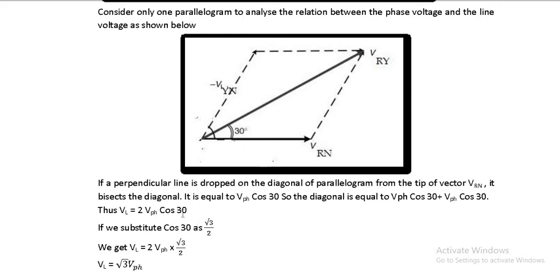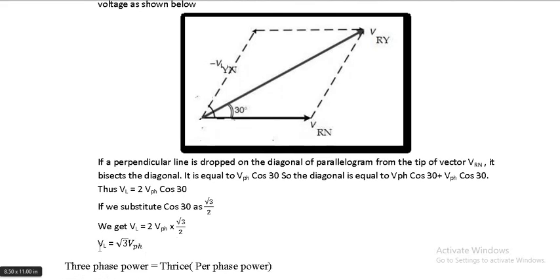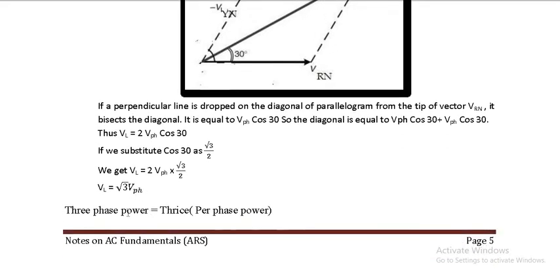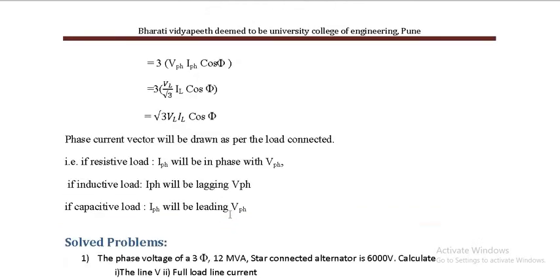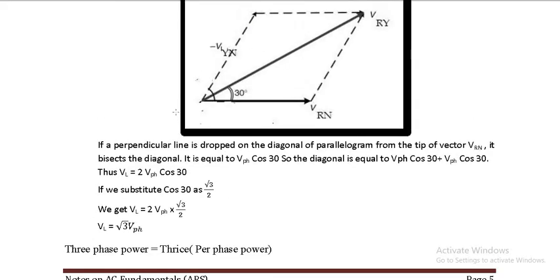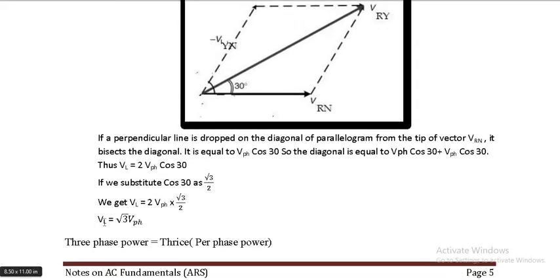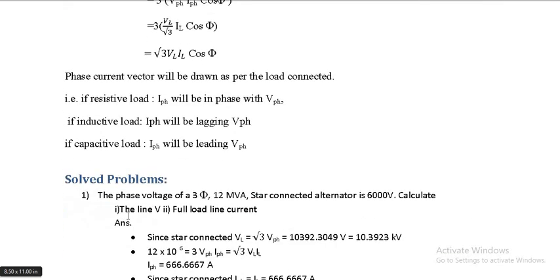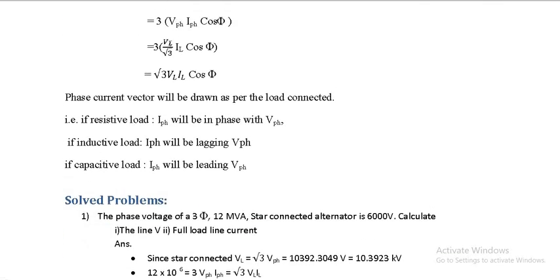Now if I substitute cos 30 as root 3 by 2, what do I get? I get an expression that the line value of the voltage is equal to root 3 times the phase voltage. Now let us talk about power also. 3-phase power is equal to 3 times per phase power. So it will be 3 times VPH IPH cos phi. So it will be thrice VPH, which will be equal to VL by root 3, as we have seen just now. So over here we put VPH as VL by root 3.